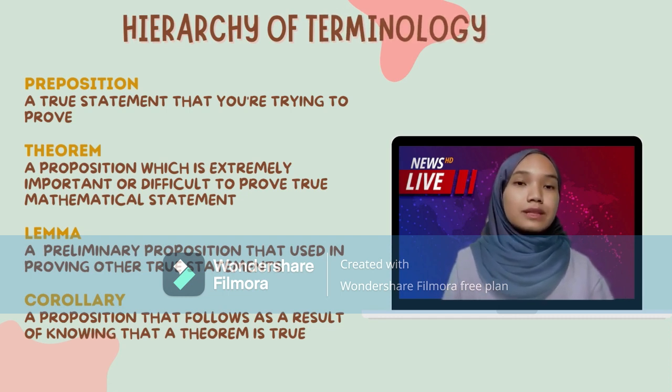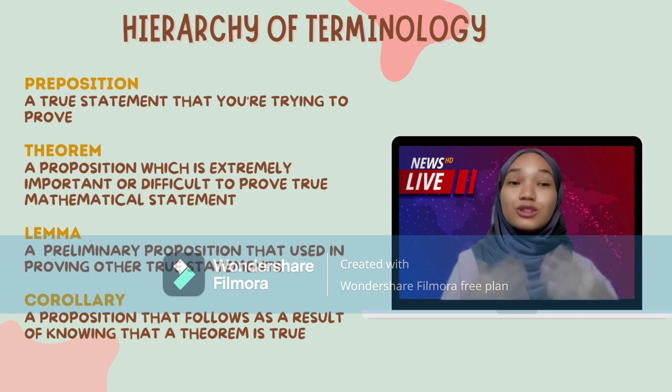There are a few terms that we need to know in proving a statement, which are proposition, theorem, lemma, and corollary. The first one is proposition. Proposition is a true statement that you are trying to prove. The second word is theorem. Theorem is a proposition that is extremely important or difficult to prove through mathematical statements.